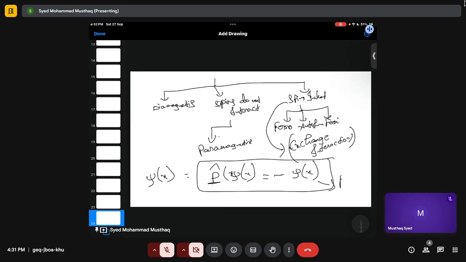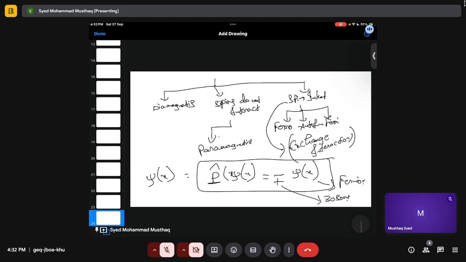For fermions, and for bosons it will give plus value. That's what we call symmetry, and that is where the symmetry postulate will come from. So if I apply parity or time operator to any wave function, then if I get a minus, that is called fermions, and it will get plus for bosons.